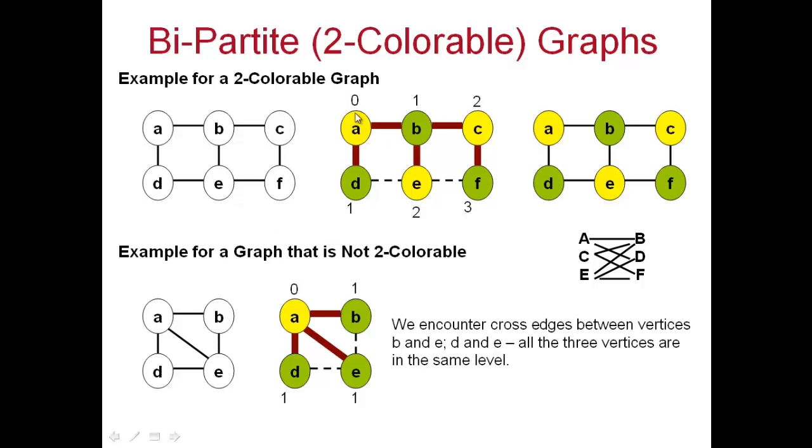So for example, on this graph, if I start from A, the numbers I have written here indicate the level numbers, which is also the distance or the number of edges on the shortest path from A to these vertices. So from A you can go to B on a path of length 1, from A you can go to C on a path of length 2, from A you can go to F on a path of length 3, and so on.